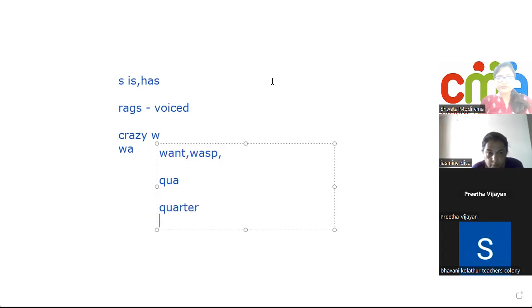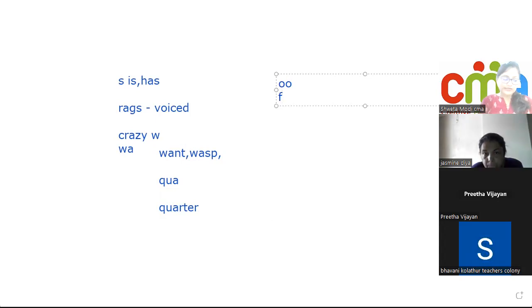Now, there is so much confusion that double O can give a short O sound also, and it can give a long O sound also, right? And there are some other pronunciations for double O too, like in the word floor. Can you tell me which sound is there here? O sound is coming. So let's see how we can simplify this.